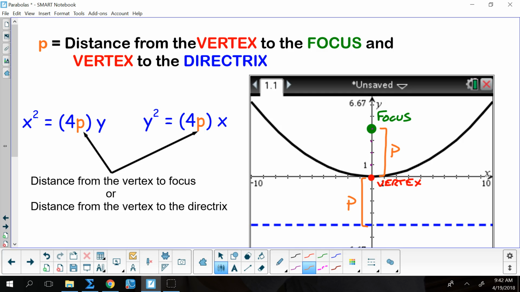When you start seeing the equations of parabolas, there is actually going to be a number out in front of the non-squared variable, and it's going to be 4p in the equation. Okay? But p is that distance. You'll see it as 4p in the equation. You'll use it as just p on a graph.